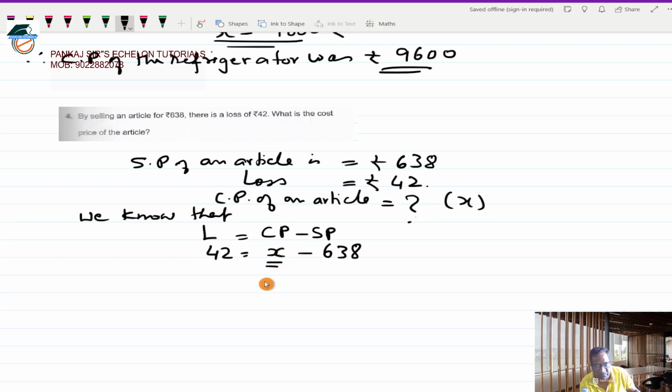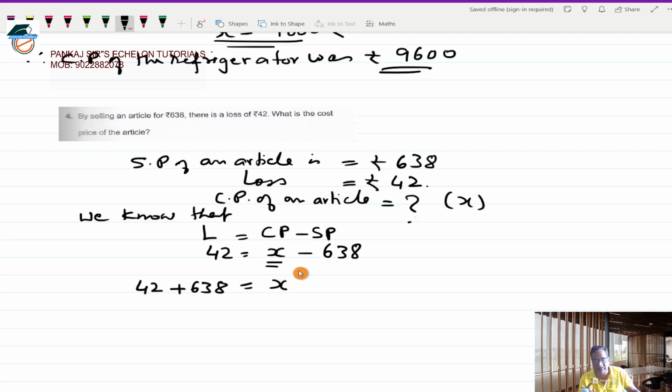So for that, I'll keep this X here only, and this minus 638 I'll take to that side. So 42 is already there. This minus 638, when it travels to the other side of the equal to sign, will become plus 638. Because I told you the rule says that when a number travels from right to left or left to right of the equal to sign, the sign before the number changes. If it is minus, it will become plus. If it is plus, it will become minus.